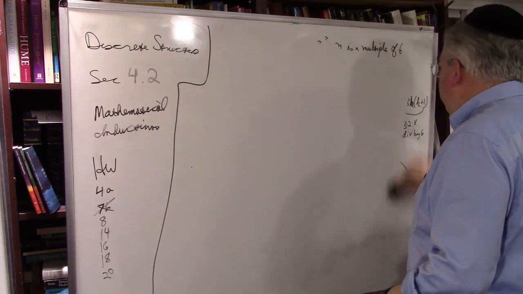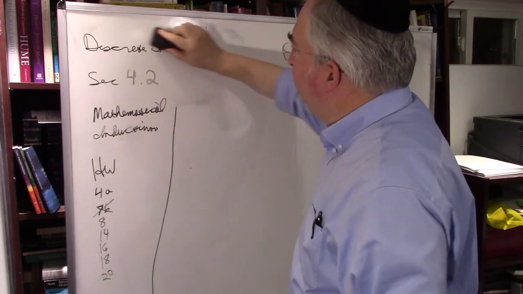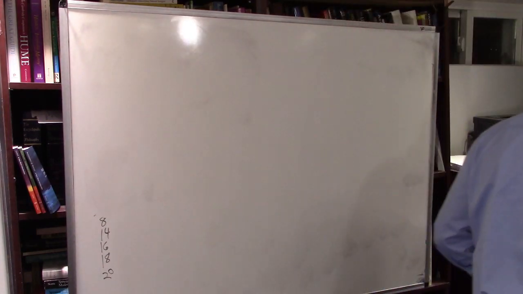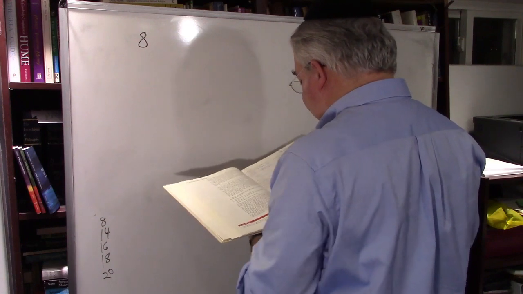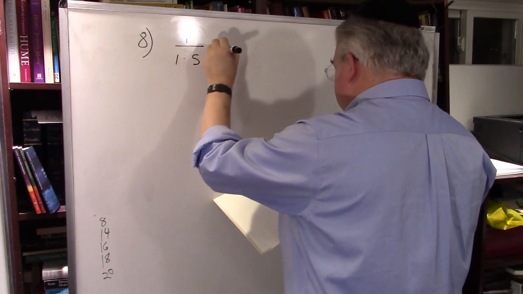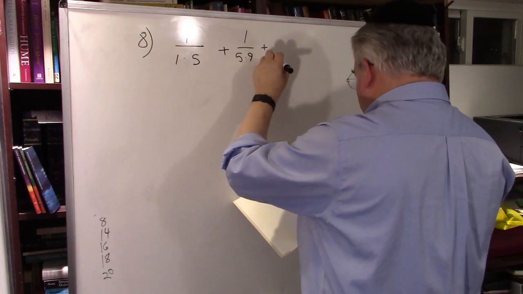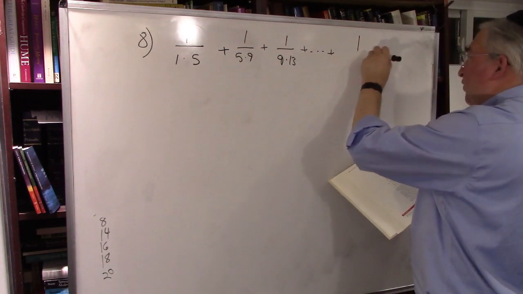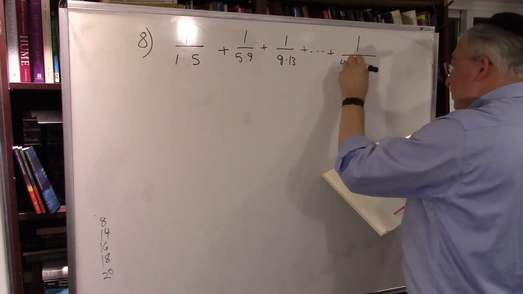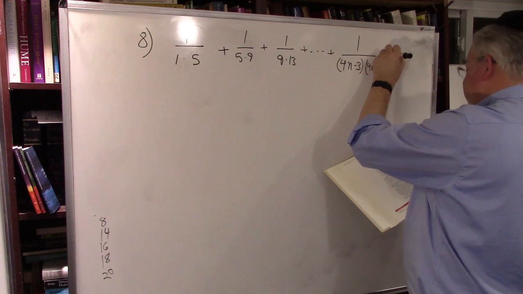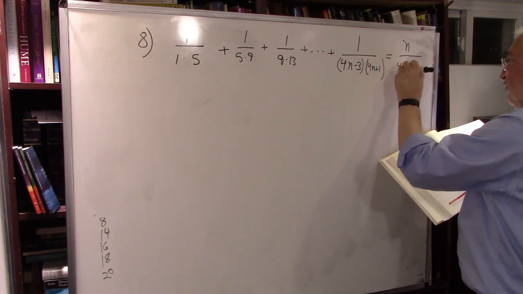Okay, most of these are the same format, just a lot of ugly math. Can't take it away. Okay, we're going to need some more room here. So let's do number 8. Prove: 1 over 1 times 5 plus 1 over 5 times 9 plus 1 over 9 times 13 plus ... plus 1 over 4n minus 3 times 4n plus 1. All that's going to equal n over 4n plus 1.